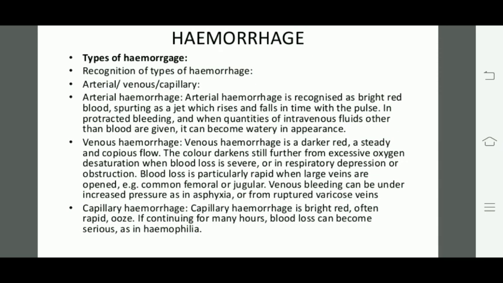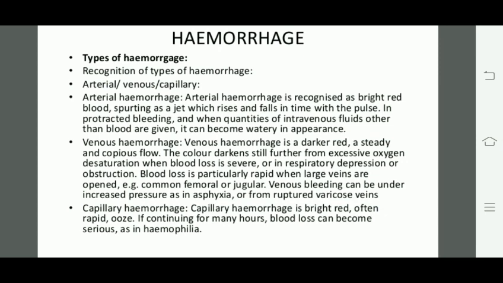with the pulse. In protracted bleeding and when quantities of intravenous fluid other than blood are given, it can become watery in appearance. Venous hemorrhage. Venous hemorrhage is a darker red, a steady and copious flow. The color darkens still further from excessive oxygen desaturation when blood loss is severe or in respiratory depression or obstruction.